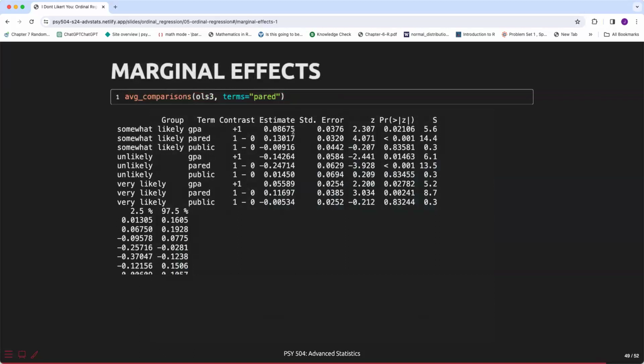So we can also look at marginal effects for larger models. This is just using average comparisons like we've been using, and we get the probability on each group. So for GPA, parent education, and public. So as you can see here.